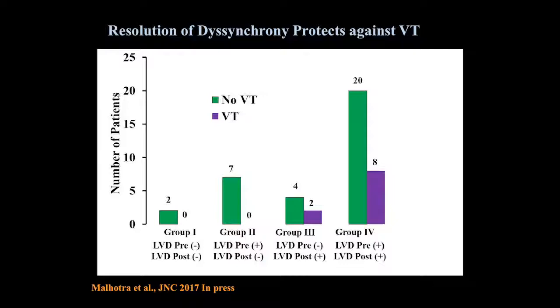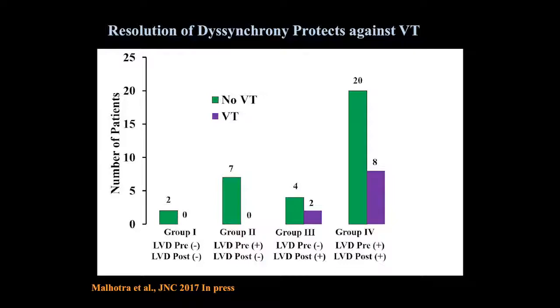We noticed that, of course, patients who had no dyssynchrony had no VT. Patients who had dyssynchrony, but in whom dyssynchrony went away with resynchronization therapy, had no VT. So complete resynchronization was protective against VT. Patients who were dyssynchronous had VT. Of course, we know this was about 28% of the population.